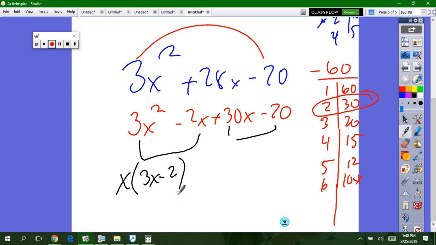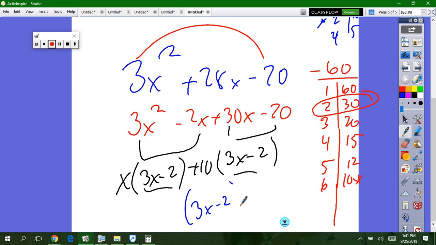Taylor, what do these guys have in common? 10. So I'm going to pull out a positive 10. What's left over? 3x minus 2. Once again, we're looking for those to be the same. Because at that stage, I can factor out who? 3x minus 2, and left over is x plus 10.